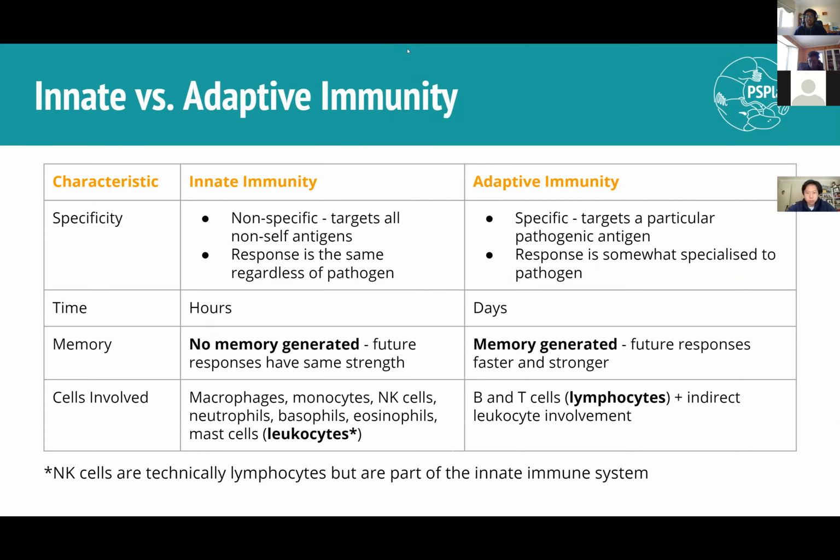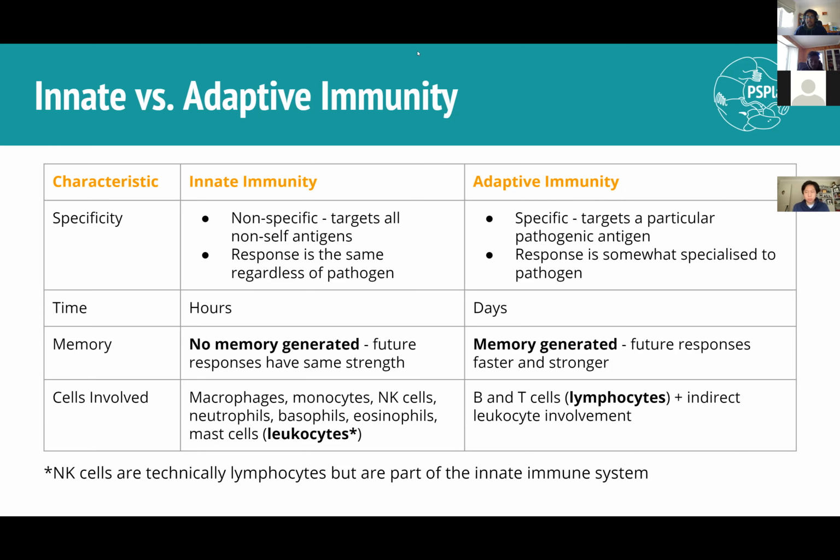Those are interchangeable terms, because innate immunity is non-specific. When your innate immune cells and defenses are up, they're not up to defeat one particular pathogen. They're not trying to defeat, say, the COVID virus or a cold virus. They're just trying to defend and destroy anything which is not part of your body. So it's going to target every non-self antigen that it encounters. And the response by the innate immune system is going to be the same regardless of the pathogen, so you don't really tailor it to the pathogen.